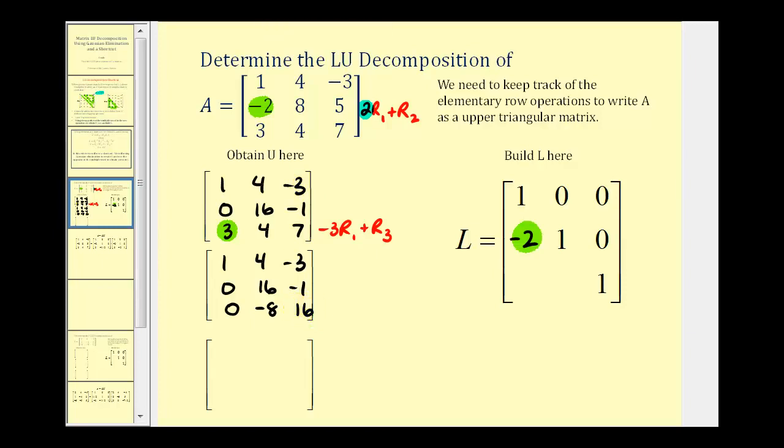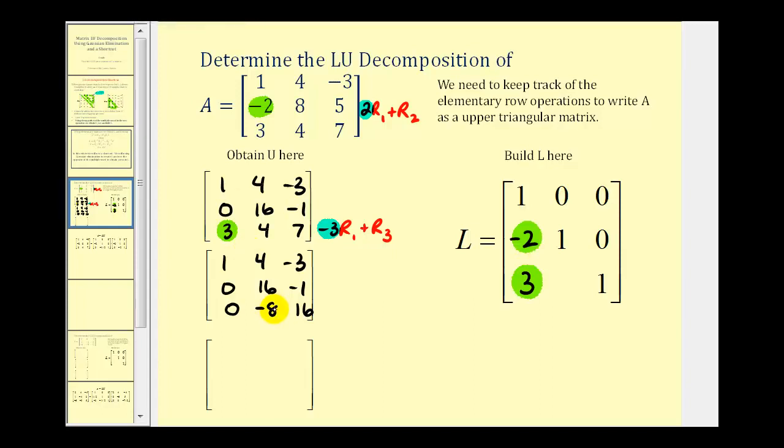For this row operation, our multiplier was -3. -3 helped us obtain a 0 in row 3, column 1. Here's row 3, column 1 of our lower triangular matrix. The opposite of -3 is +3, so this element is +3.